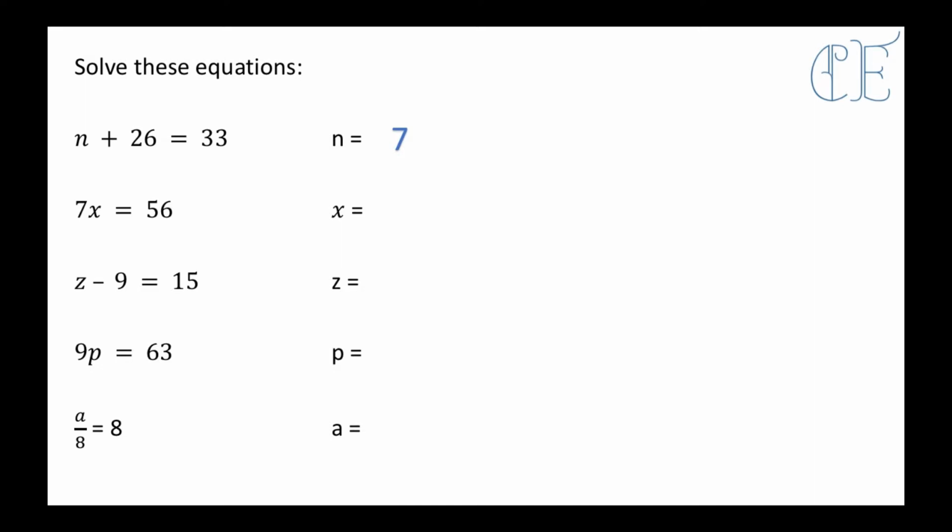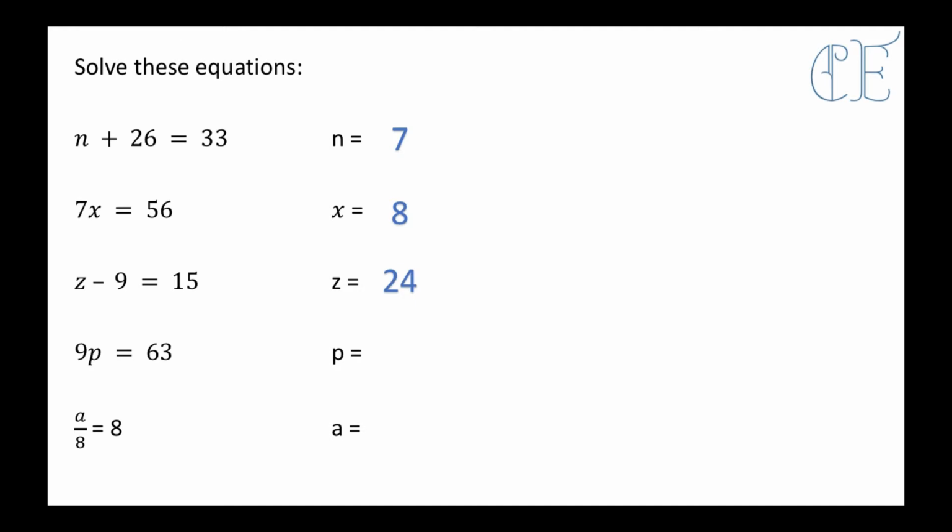So 7x equals 56 means we have to divide, because that's the opposite of times. And when we have something like 7x, it means 7 times x. So to find x, we need to do the opposite, which is divide. So 56 divided by 7 equals 8. So x must be 8. Z take away 9 equals 15. So we're going to have to do 15 add 9, which is 24.